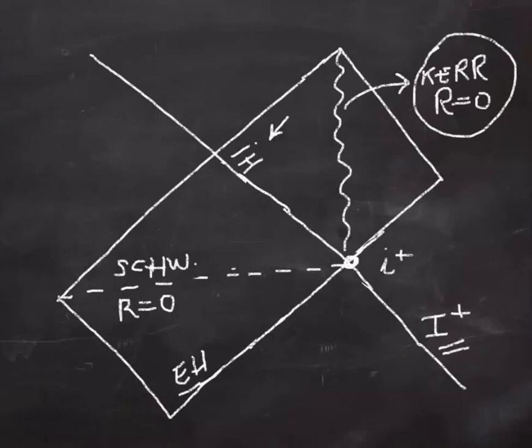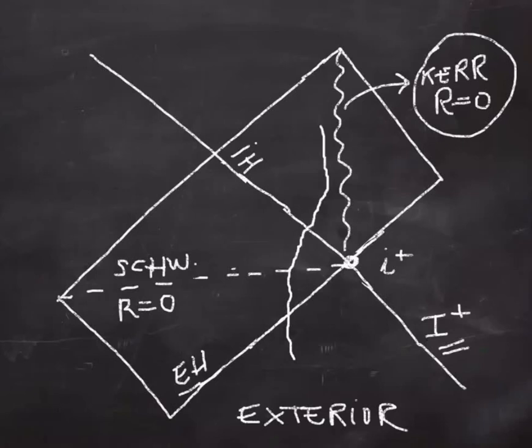Now let's assume that someone is moving along a world line, getting into the black hole from the exterior. This is the exterior, and is crossing the event horizon like this. And at some point that person crosses the inner horizon and keeps on moving. So the conjecture goes like this.